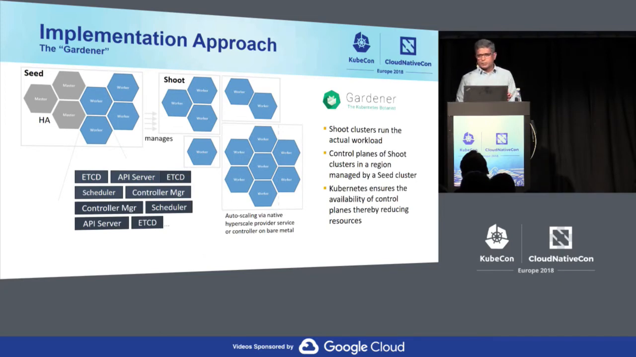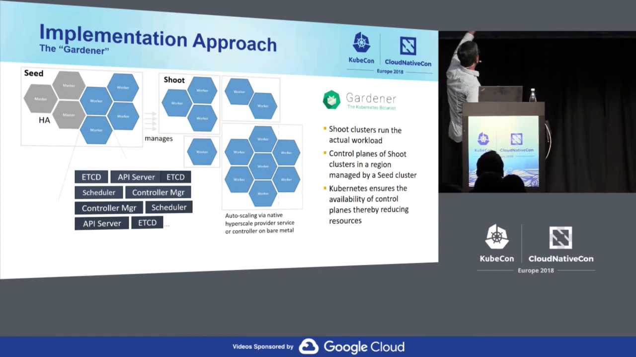So the implementation approach in Gardener is that for the clusters that are actually running the workload, we take out the control planes of those clusters and make those control planes the workload of dedicated Kubernetes clusters. So the idea here is to have shoot clusters. The concept of seed and shoot comes from the botanical word. So you have the seeds that will sprout different shoots. The shoot clusters are the ones that are running only worker nodes, and their control planes are running in the seed cluster.